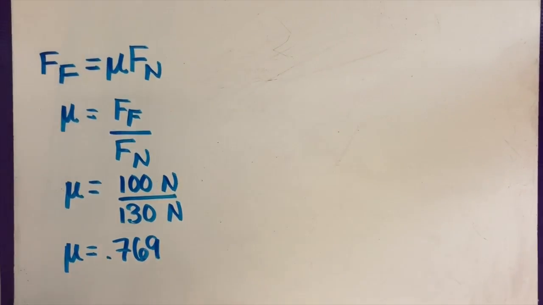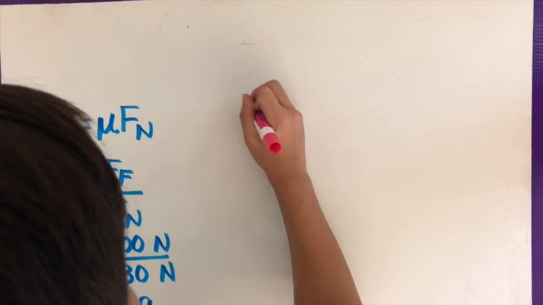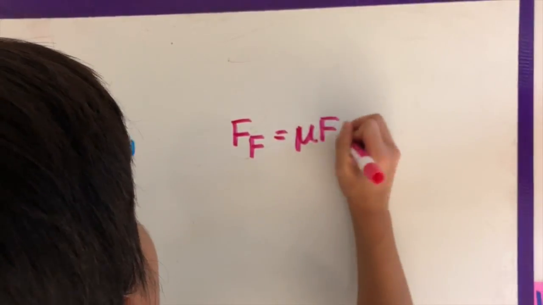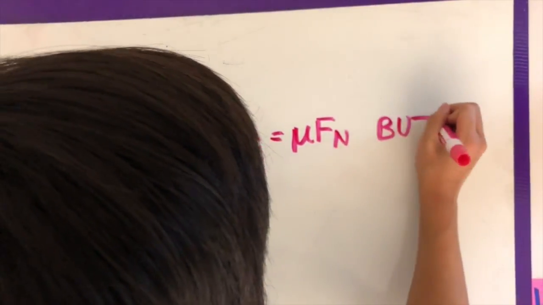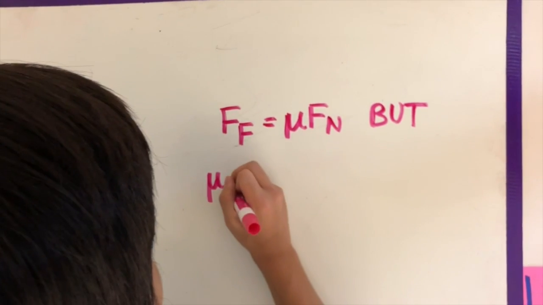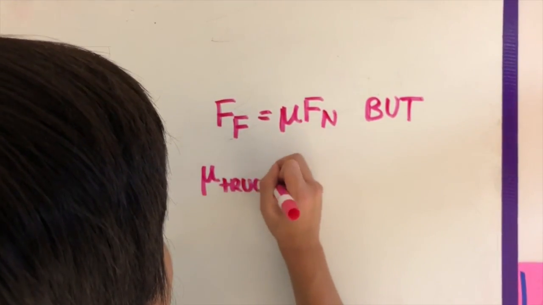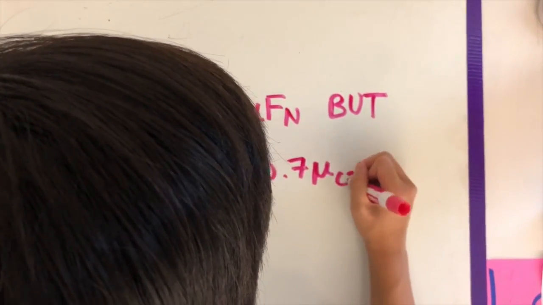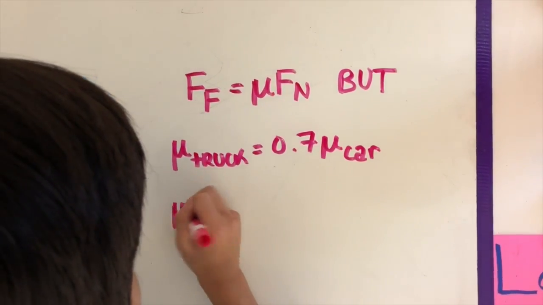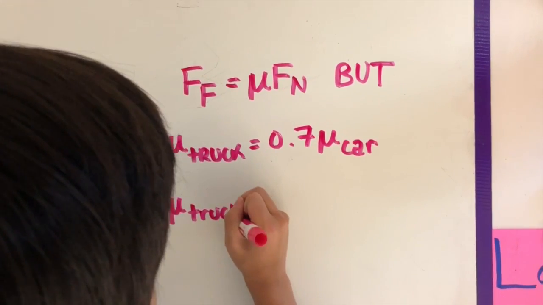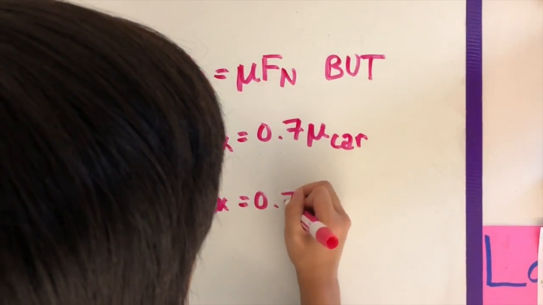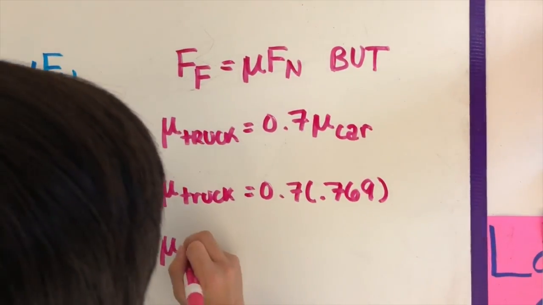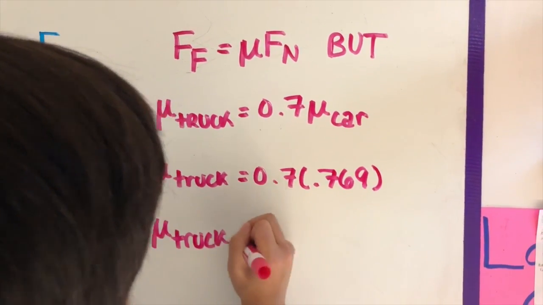And now we're going to move on to the next equation, Ff, frictional force, is equal to mu times Fn. But we can use mu of the truck, which is going to be equal to 0.7, which is 70%, as Carly mentioned before, of the car. Then mu of the truck will be equal to 0.7, or 70%, of 0.69, which we had gotten from the car, and now the mu truck is going to be equal to.